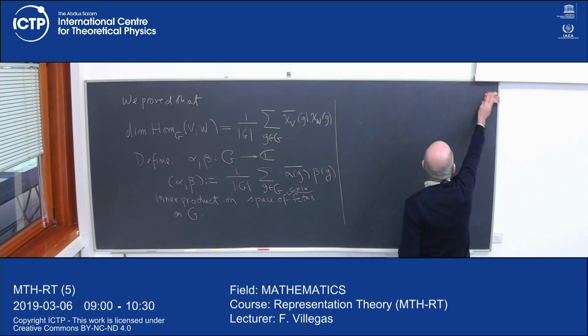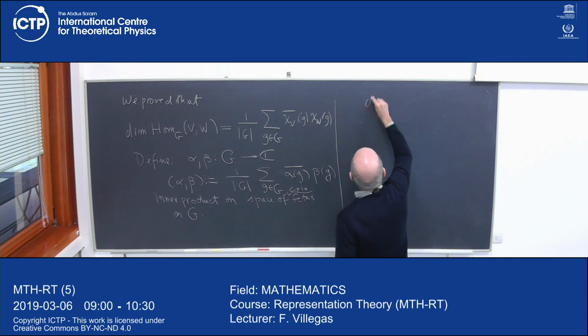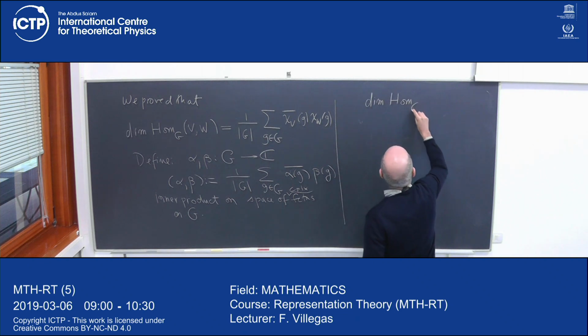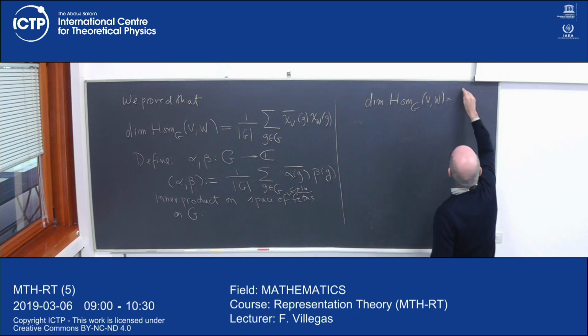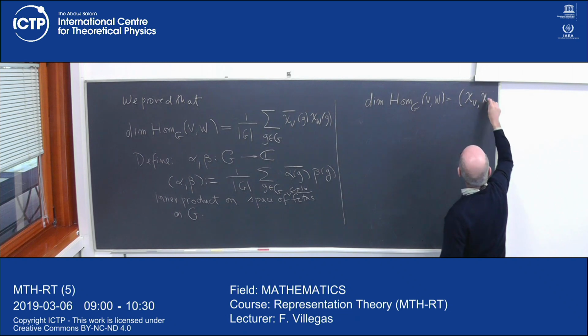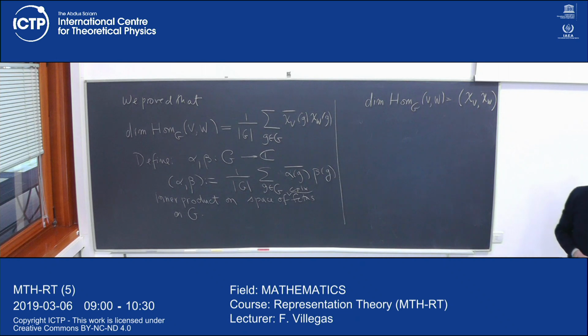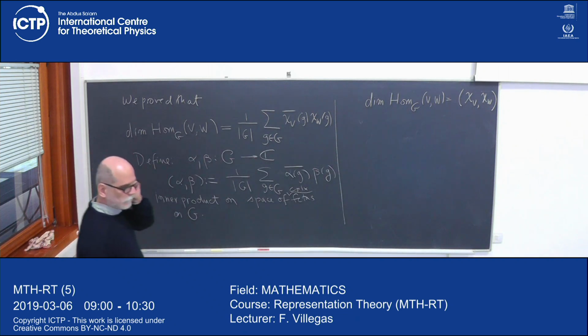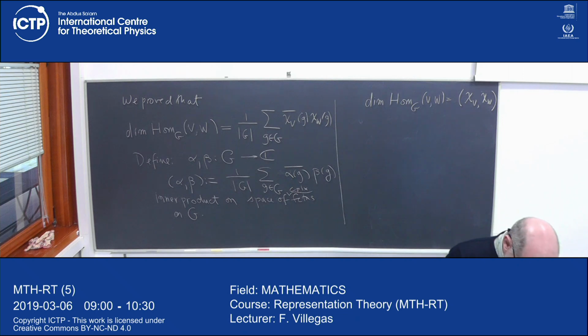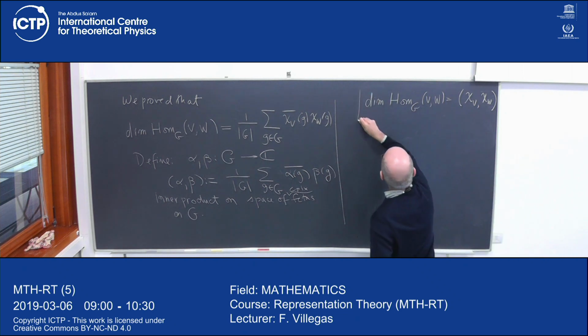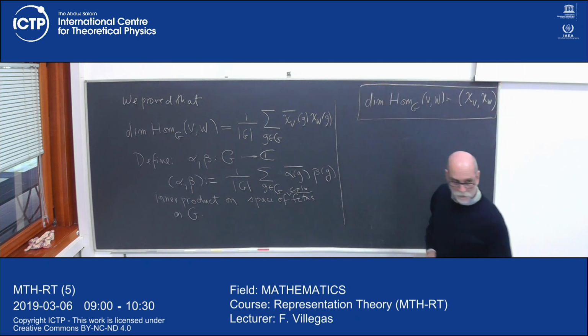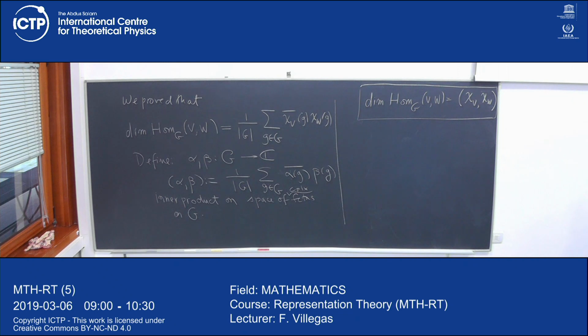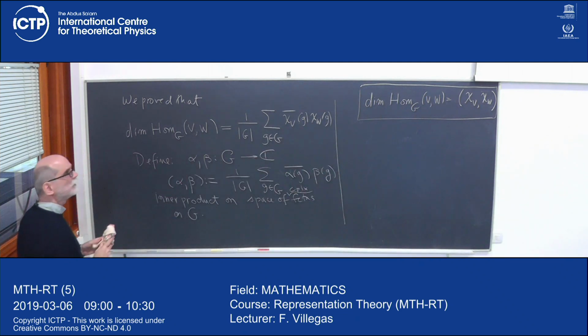So let me rephrase what we proved yet again. We say that the dimension of the G-linear maps from V to W is the inner product of the character of V with the character of W. Okay. So this is interesting, because on the left-hand side we have dimensions, so it's a non-negative integer. On the right-hand side we have an inner product on very specific functions.